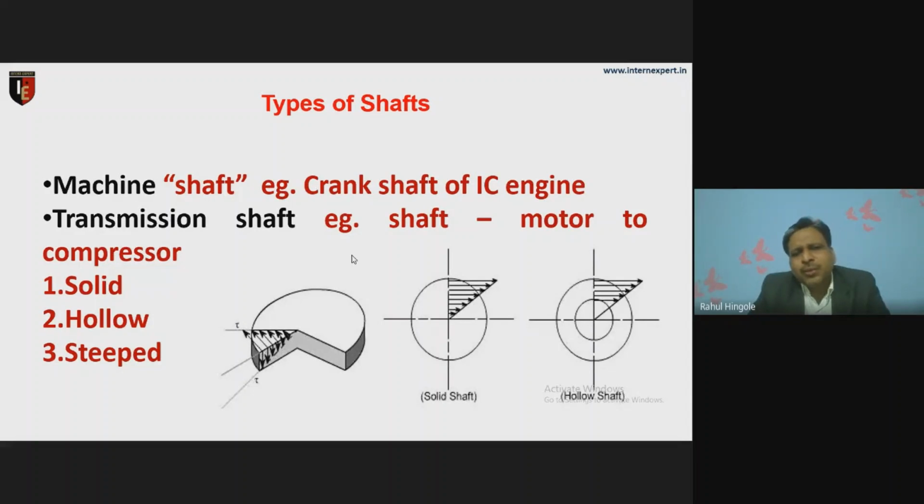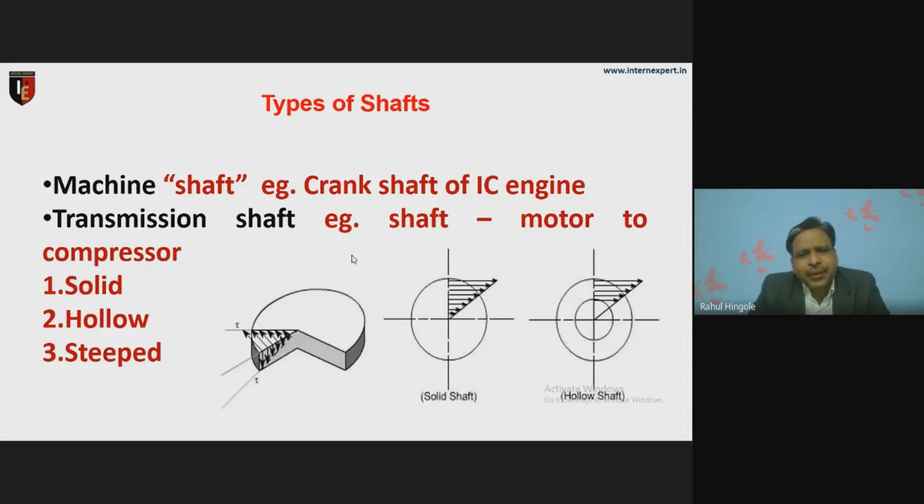The main function of a shaft is to transmit motion or power from one part to another part. It is called a transmission shaft. For example, it transmits the motion from the motor to the compressor. So that is the function of a shaft. A shaft can be used in various applications.